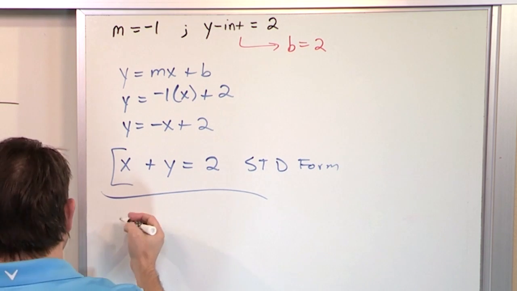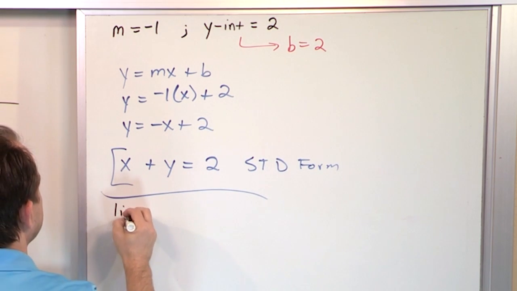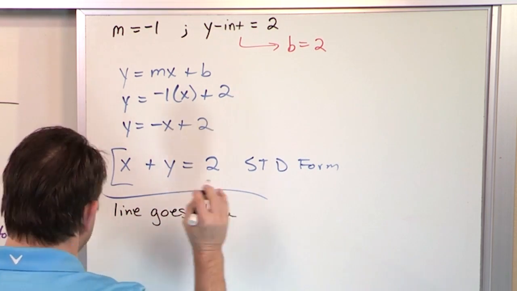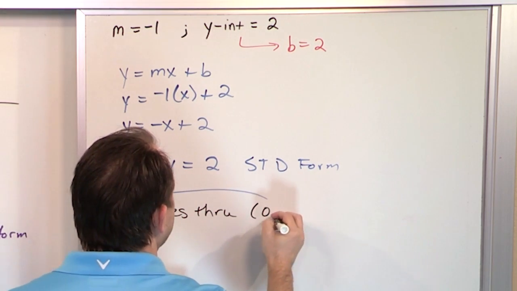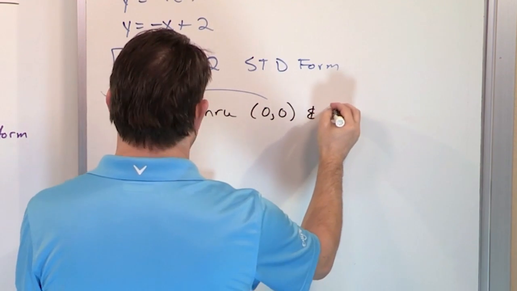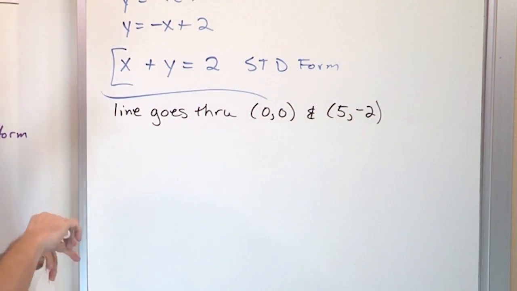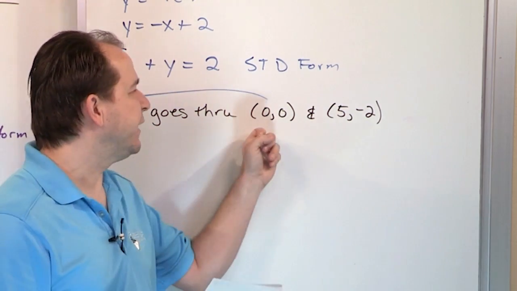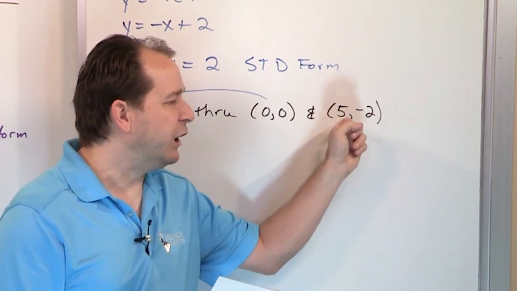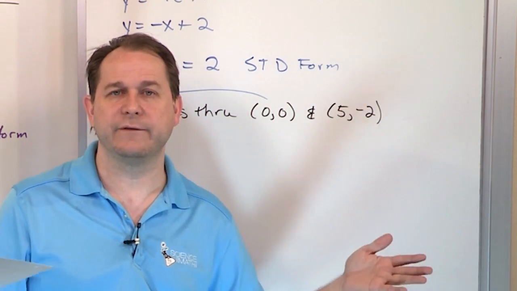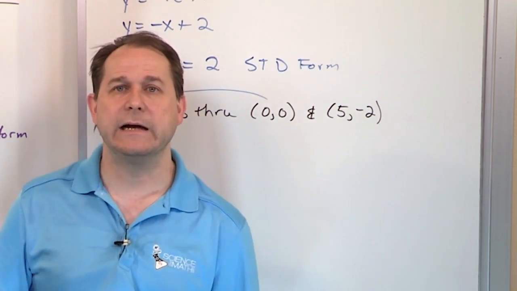Now for our next problem, a line goes through the points 0, 0 and 5, -2. This one looks a little different because I'm telling you the line goes through 0, 0 and 5, -2. If I were going to plot it, I could certainly put those two dots on the graph and draw my line.